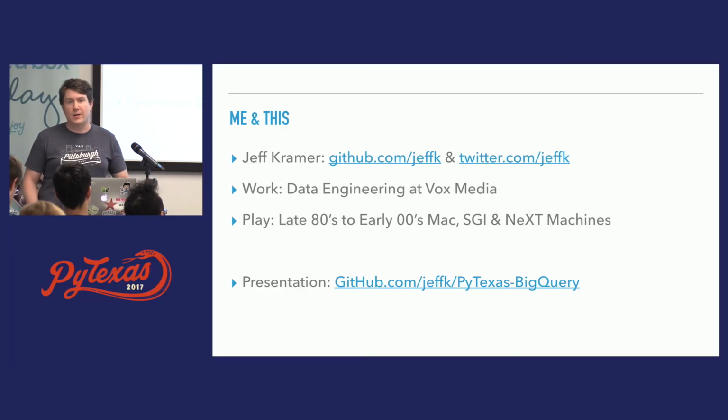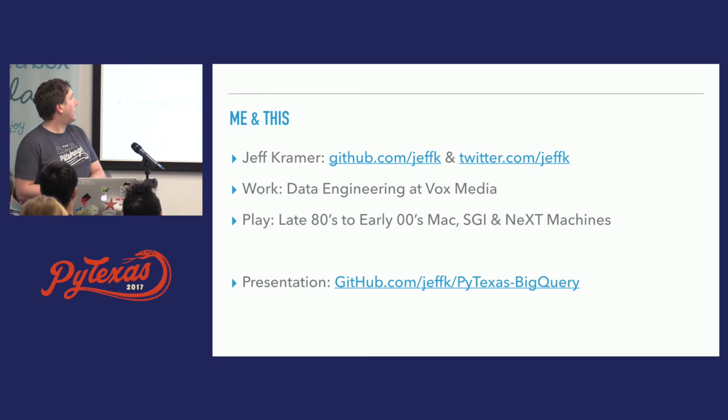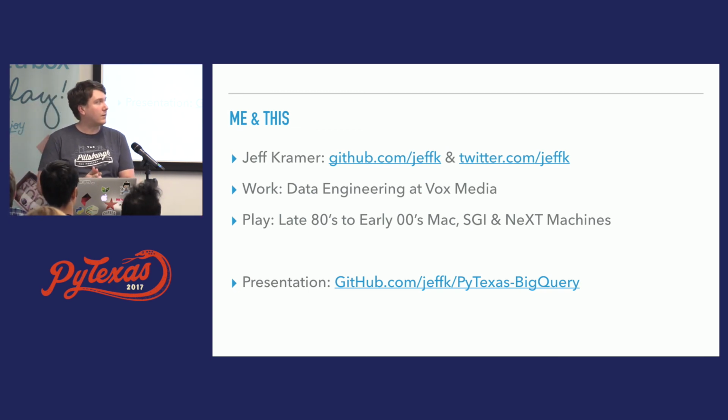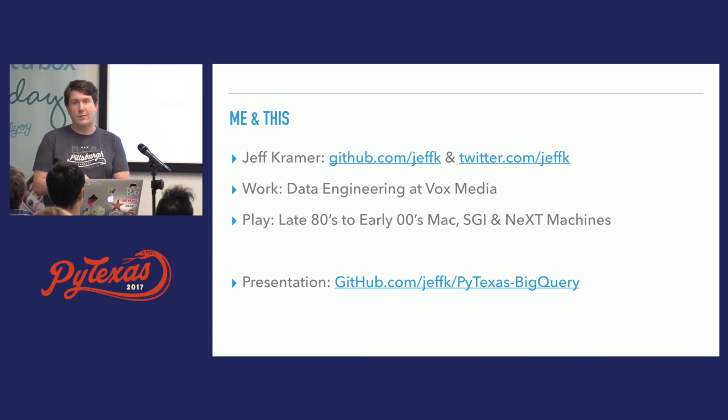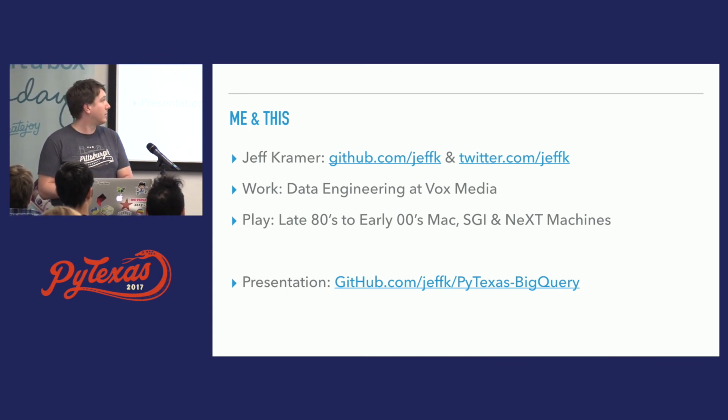I am Jeff Kramer. There is my GitHub URL. There is my Twitter thing if you want to tweet at me. My day job, I lead the data engineering team at Vox Media. You may know us from such sites as Vox.com and The Verge and Eater and SB Nation. Hobby-wise, I like to collect late 80s to early 2000s Mac, Silicon Graphics, and Next machines.